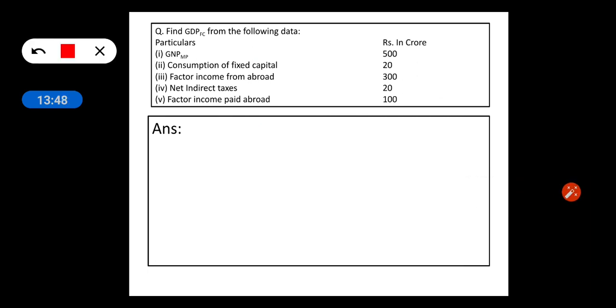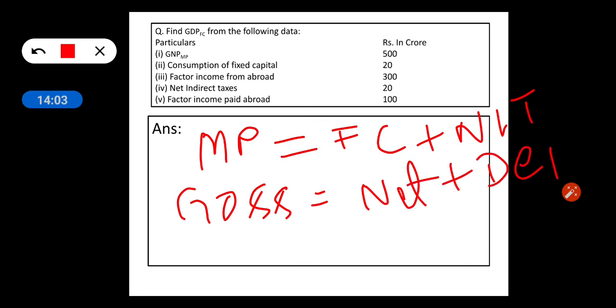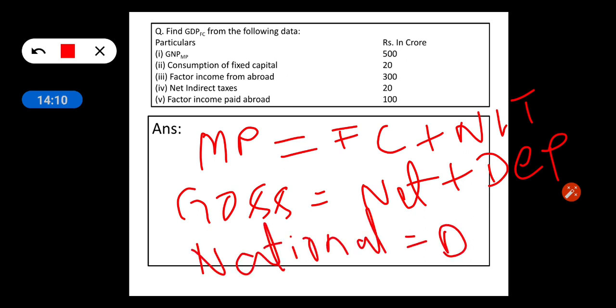Okay, so this is how factor cost, MP, gross, net, national, domestic are converted. So it is very important to memorize these formulas. MP is equal to FC plus NIT. Gross is equal to net plus depreciation, and national is equal to domestic plus NFIA. Without memorizing these formulas, it is not possible to calculate national income.